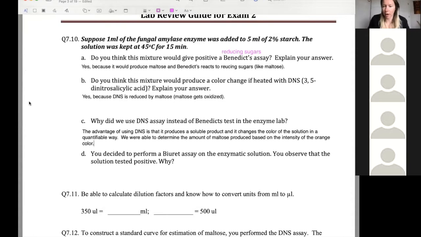And Alex, I see your comments in the chat. You're right that the more maltose is present, the darker that orange color. And we can measure it using that spectrophotometer. Based on what the absorbance value is, that can translate back to the amount of maltose that was produced.